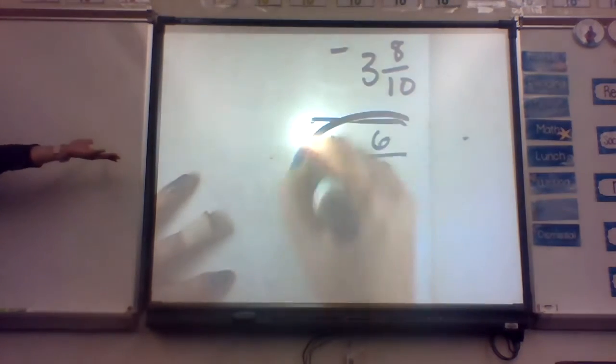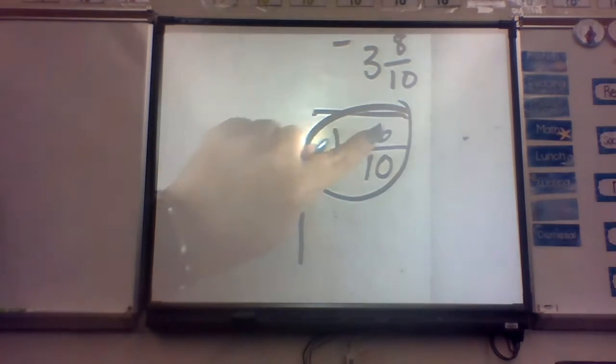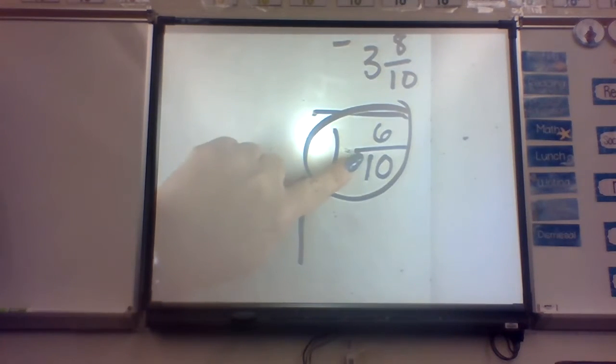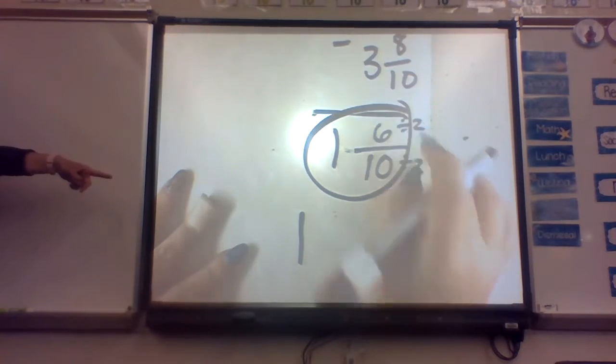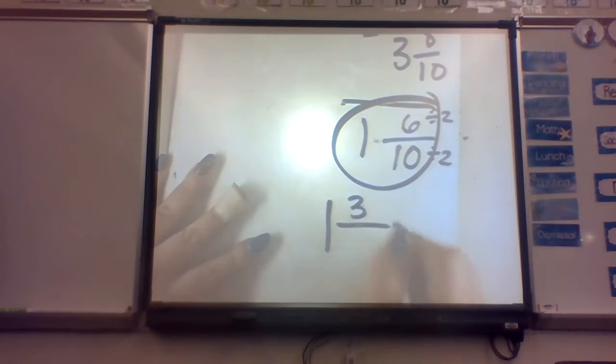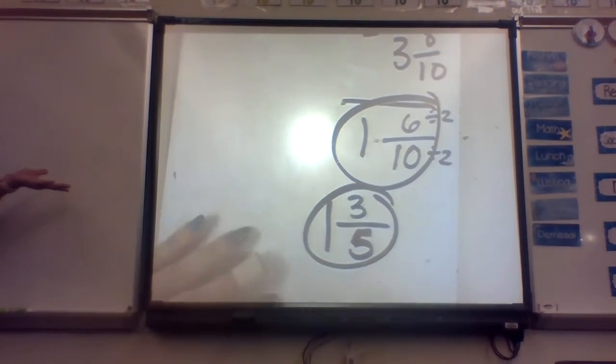Now this is a fine answer, but it can be reduced. Are these both even numbers? Yes, so I can reduce them both by 2. 6 divided by 2 is 3. 10 divided by 2 is 5. So either one of these answers are fine. Okay, so that was for number 5.